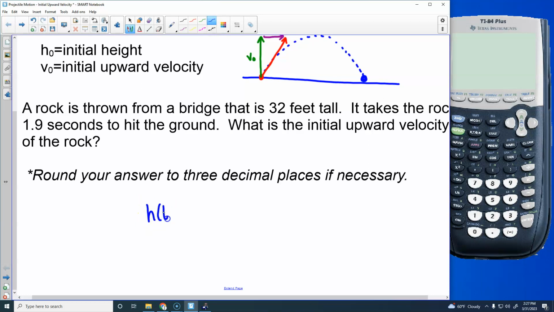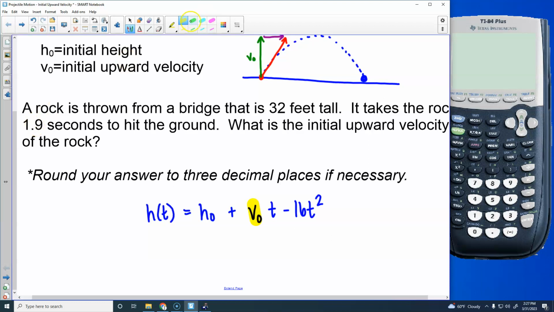We've got h of t, we've got h sub 0 plus v sub 0 t minus 16t squared. What we want to do is replace all of the variables except for v sub 0. So, somebody tell me a variable that I can replace. Evan? All the time. T. Okay. Time, what can I replace the time with?